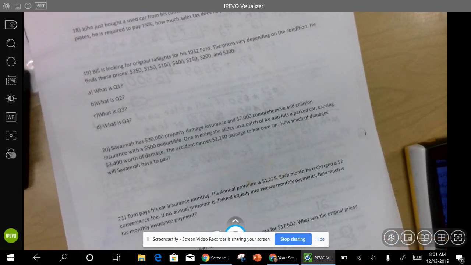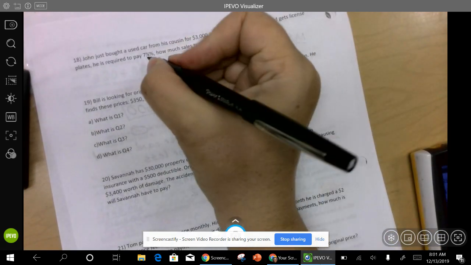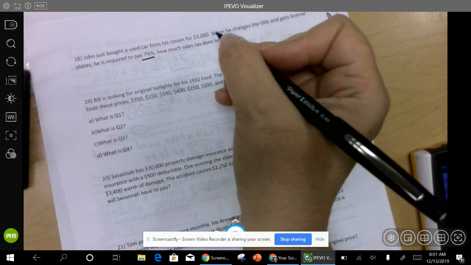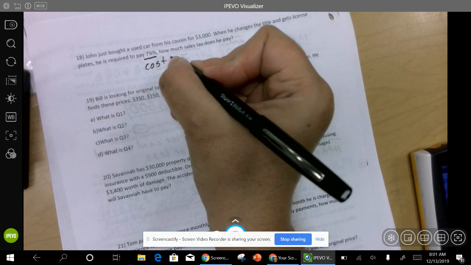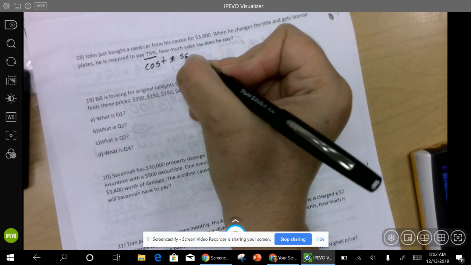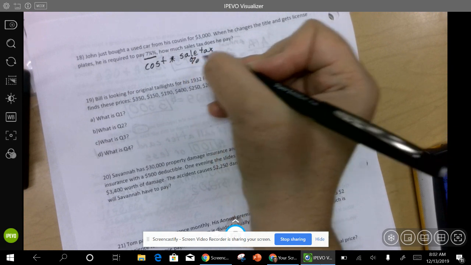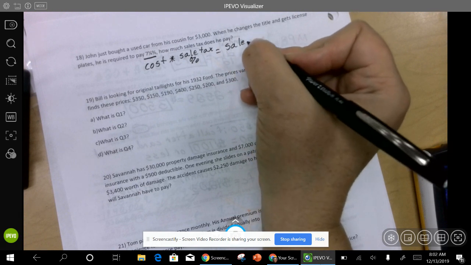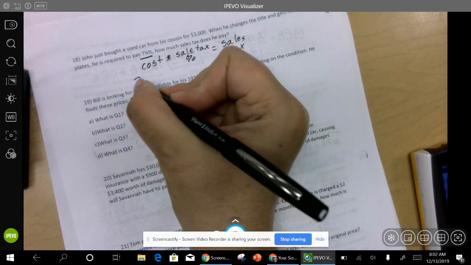Okay, so John bought a used car. Okay, he changes the title for $3,000 and gets a license plate. He's required to pay 7.25%. How much sales tax does he pay? Okay, so everybody remember it's going to be the cost times the sales tax percent as a decimal. Okay, and that's going to give you the sales tax.